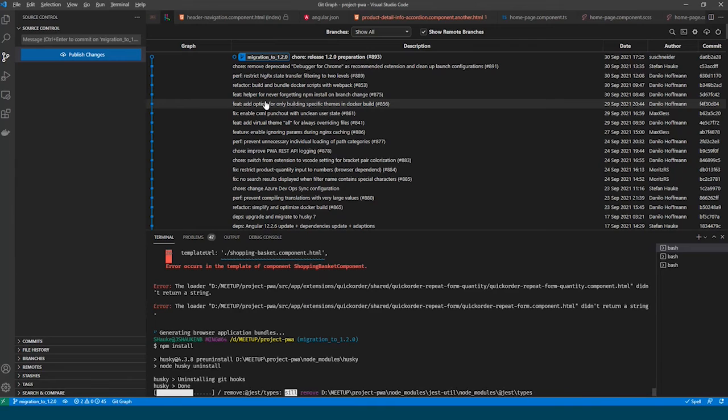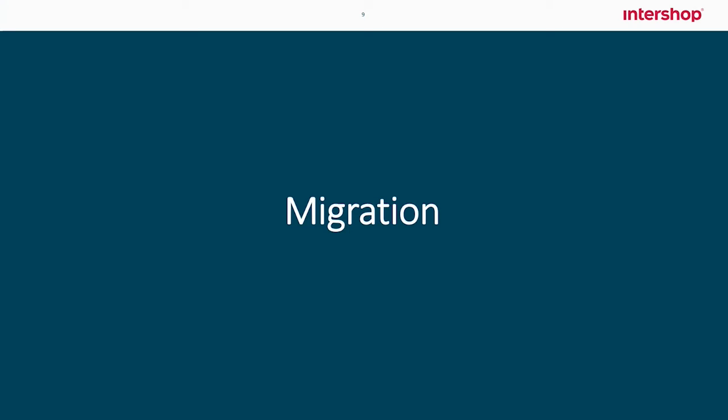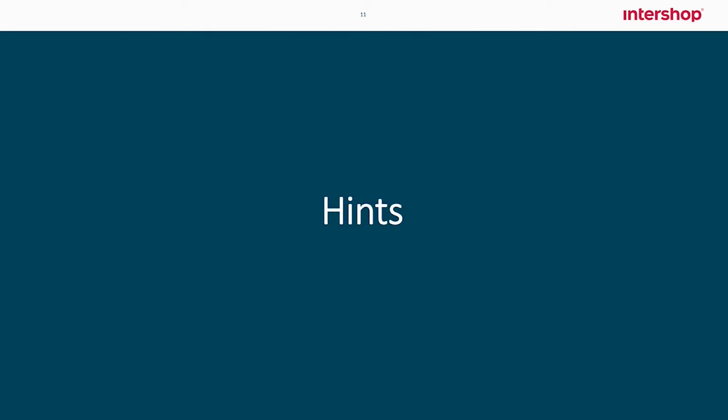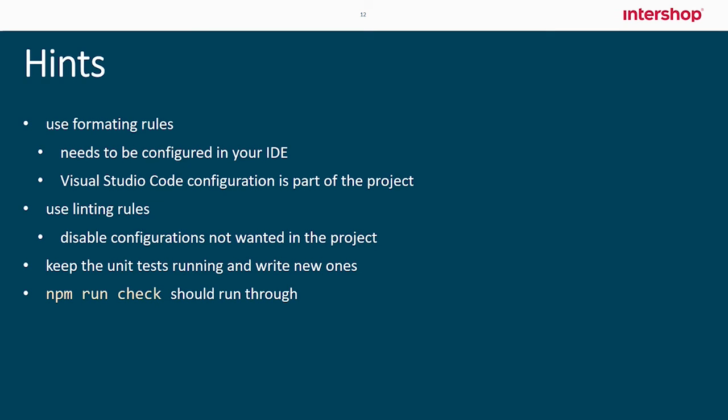Yeah, we are almost through, I would say. So we are done with the migration. We have seen what to do for migration, reading, adding the secondary mode, the 2 different ways of cherry picking these commits and rebasing the commits. And so we can go to the additional hints that I would always try to follow in a project with an Intershop PWA. And this time I have no examples. It's just some things we have seen in projects.